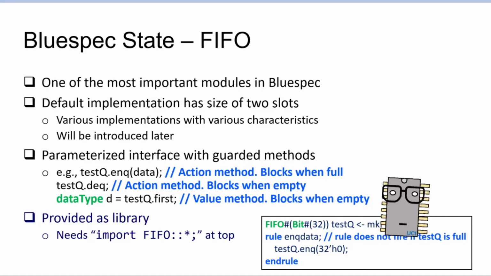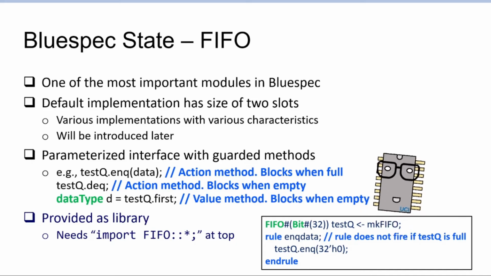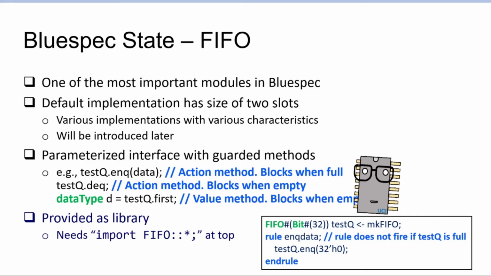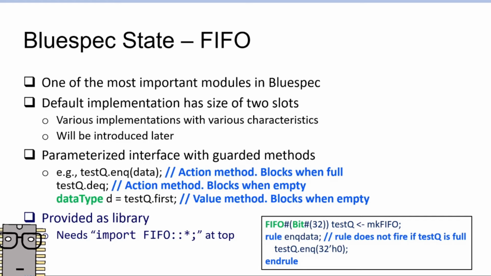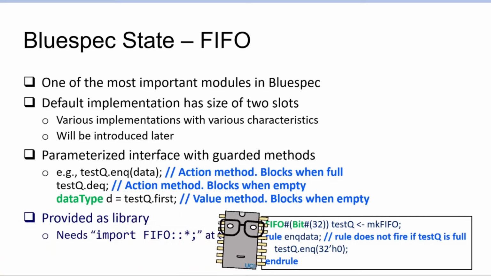And when there's a rule that wants to call any of these functions, and one of the guards is not satisfied, for example, it wants to enqueue something but the queue is full, it raises an implicit guard so that the whole rule does not fire. FIFOs are provided as a library, so you need this line at the top to actually use them. We showed this. I showed the example code for using FIFOs multiple times already.